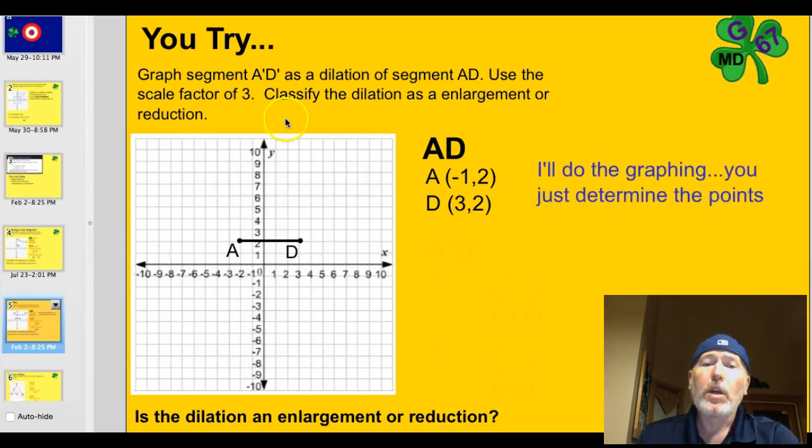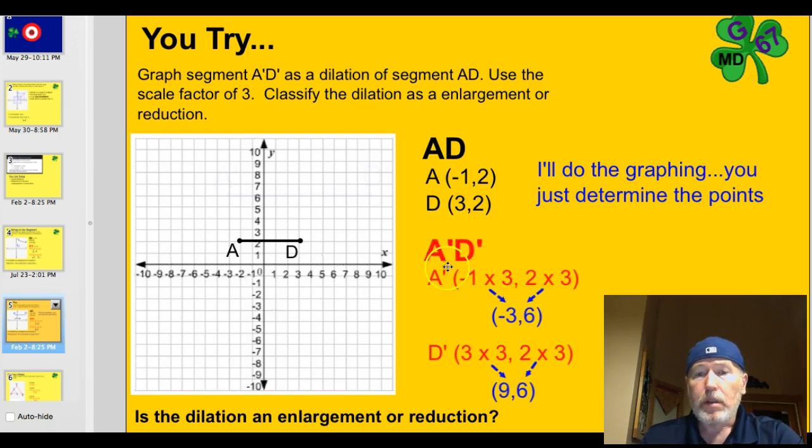Same type of problem. Graph this line segment, A prime D prime, as a dilation of segment AD. Use a scale factor of 3. Classify the dilation as an enlargement or a reduction. Okay? Before you get all upset, you don't have to graph anything tonight. All I'll ask you to do is take these 2 points and come up with the coordinates for A prime, D prime, and I'll do the graphing. Go ahead.